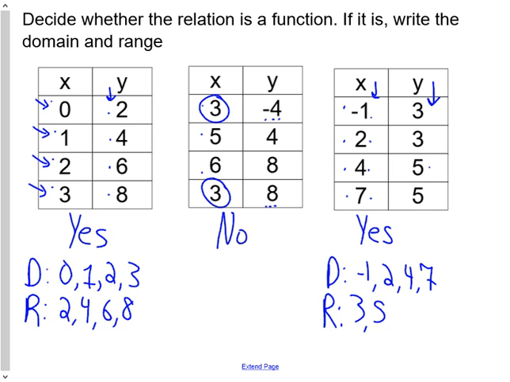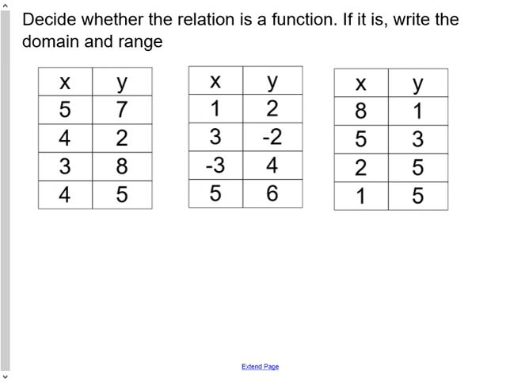So we've got three more of these. We'll do one more together and we'll see if you can get the next two on your own. I'm looking at 5, 4, 3, 4. I've got an alarm going off here because there are two 4s. That makes it not a function. I'm looking for that red flag of an x repeating, and my y values were different. So it's not a function, and I don't need to write the domain and range. Now go ahead and try the next two on your own.